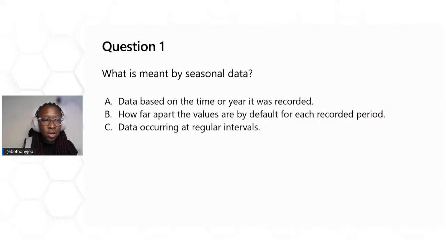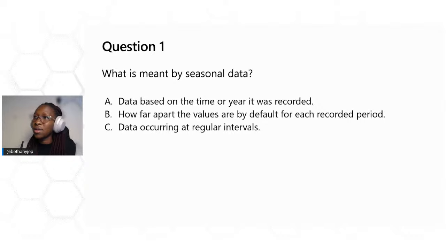So the first question is, what is meant by seasonal data? I explained it earlier. Does it mean data based on the time of the year it was recorded? Or does it mean how far apart the values are by default for each recorded period? Or lastly, does it mean data occurring at regular intervals? So what is seasonal data?